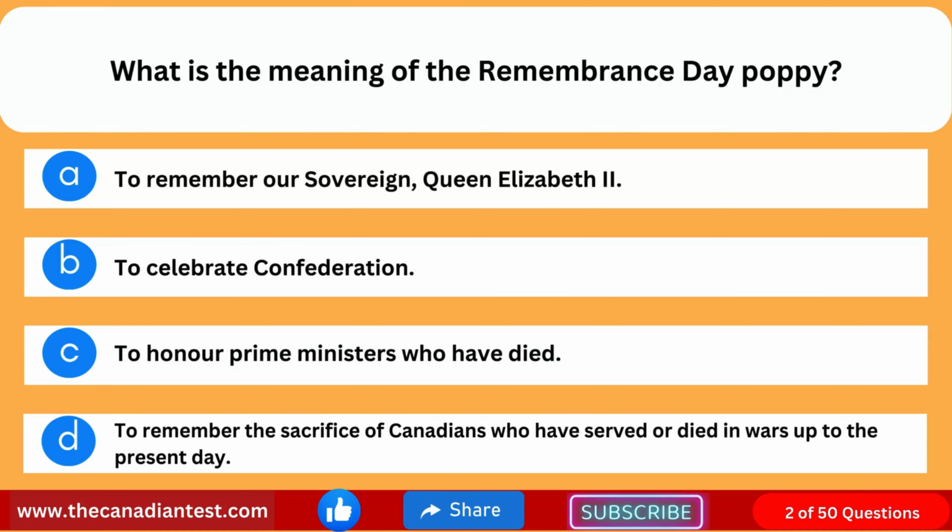What is the meaning of the Remembrance Day poppy? Option A, to remember our sovereign, Queen Elizabeth II. Option B, to celebrate Confederation. Option C, to honor prime ministers who have died. Option D, to remember the sacrifice of Canadians who have served or died in wars up to the present day.